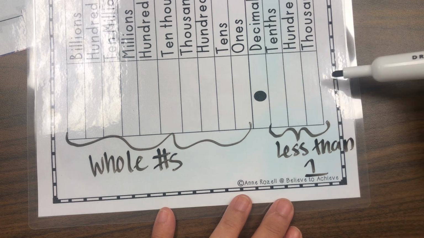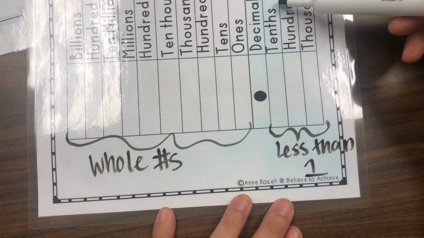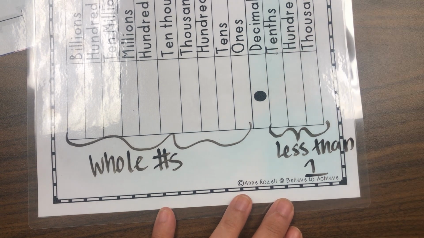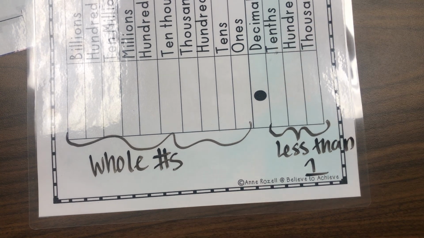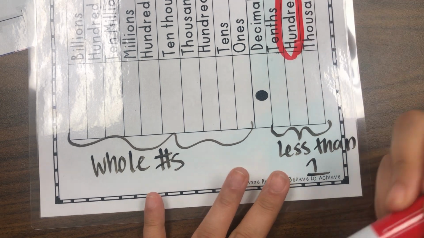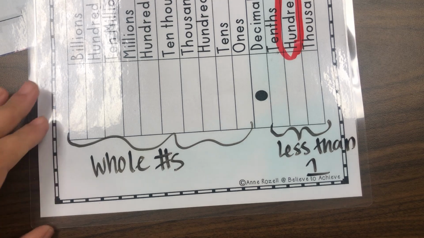So we have 3 decimal place values. We have the tenths place, we have the hundredths place, and we have the thousandths place. So today we're going to be rounding to the hundredths place, okay? All right, so let's get started.